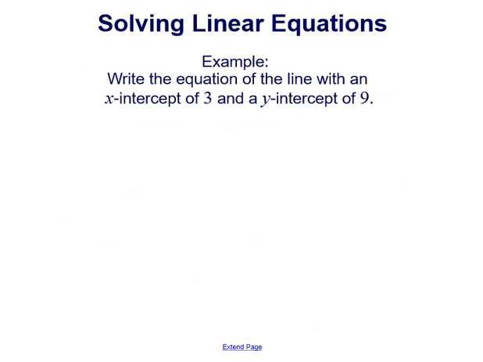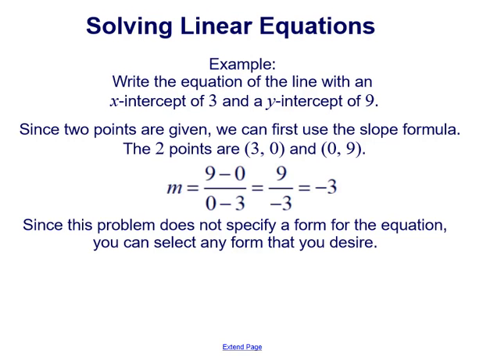So here's a new example where we're asked to write the equation of a line with an x-intercept of 3 and a y-intercept of 9. So right away, since 2 points on the line are given, we can first find the slope using the slope formula. We know the 2 points are (3, 0) from the x-intercept of 3 and (0, 9) from the y-intercept of 9. So using our slope formula, y2 minus y1 over x2 minus x1, we end up with 9 over negative 3, which gives us a slope of negative 3.